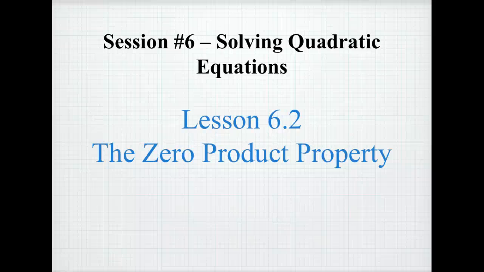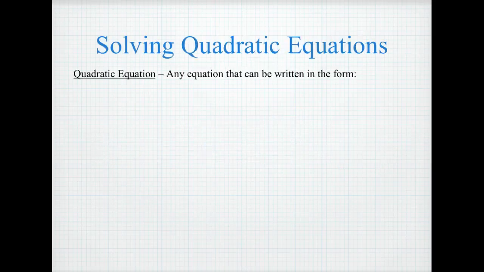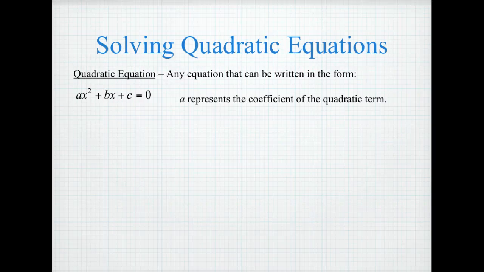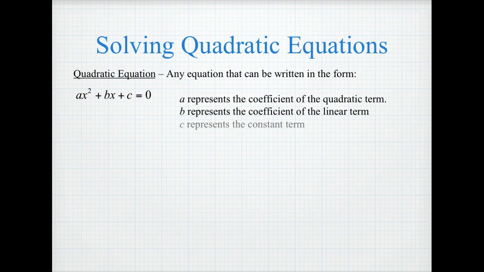Welcome to the second lesson in Session 6 on solving quadratic equations using the zero product property. A quadratic equation is any equation of the form a times x to the second power plus b times x plus c equal to 0, where a represents the coefficient of the quadratic term, b represents the coefficient of the linear term, and c represents the constant.